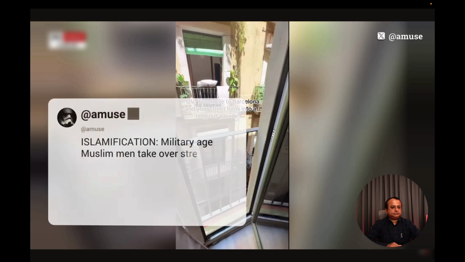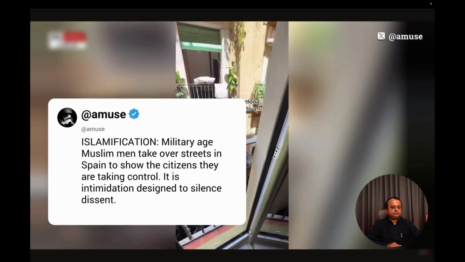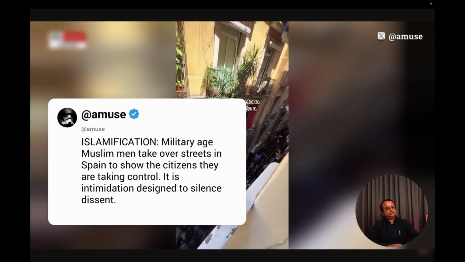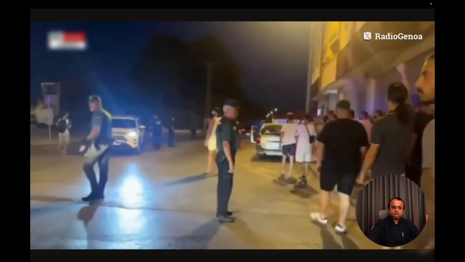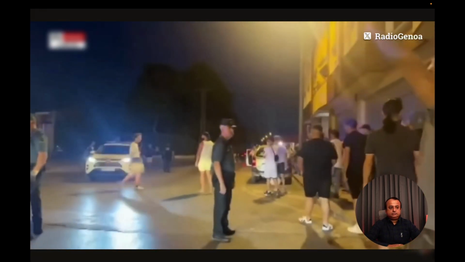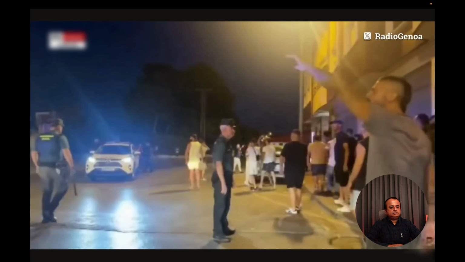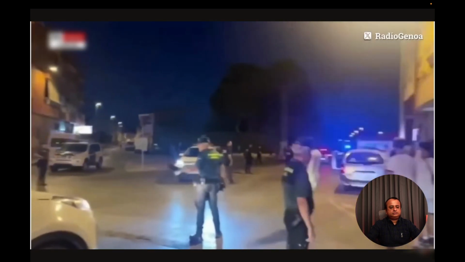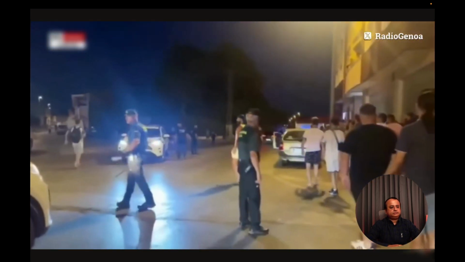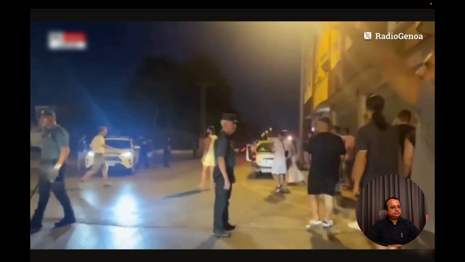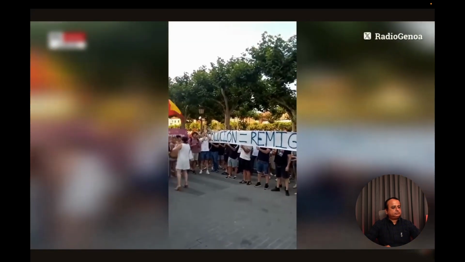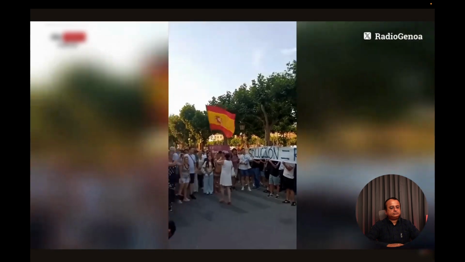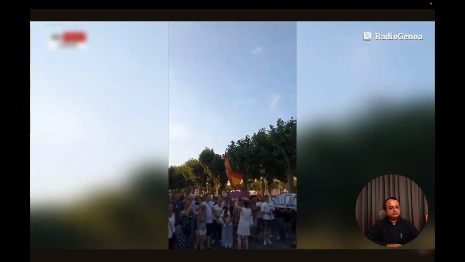He said military aid must permit take the streets in Spain to show the citizens they are in control. These locals had enough and began chanting in defense of Christianity, saying Spain is Christian, not Muslim. And again, the streets were large protesters gathering to reclaim their country.